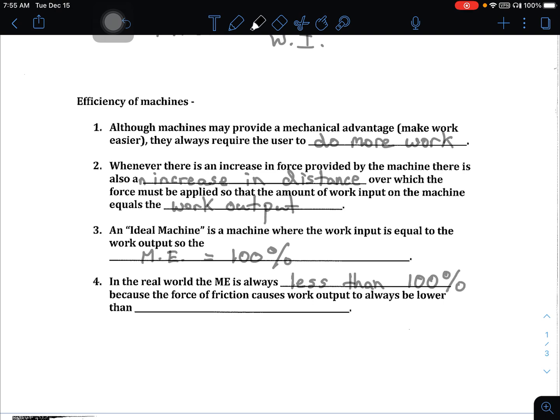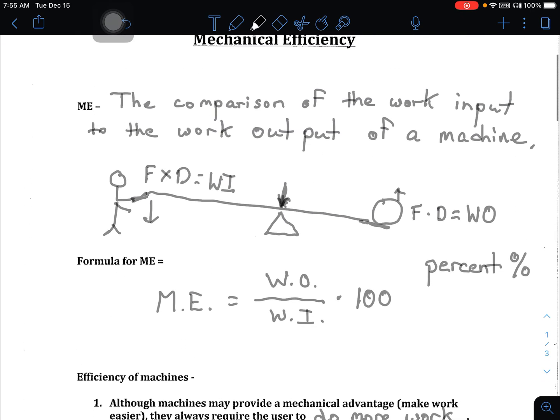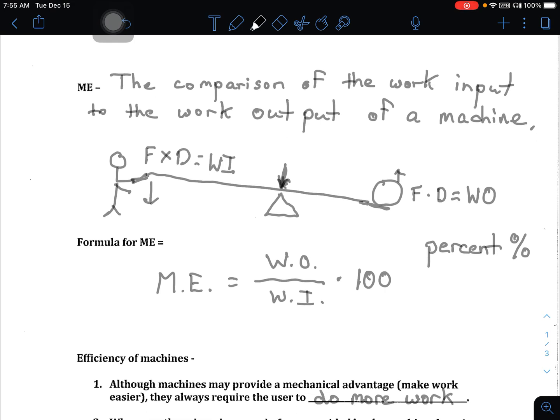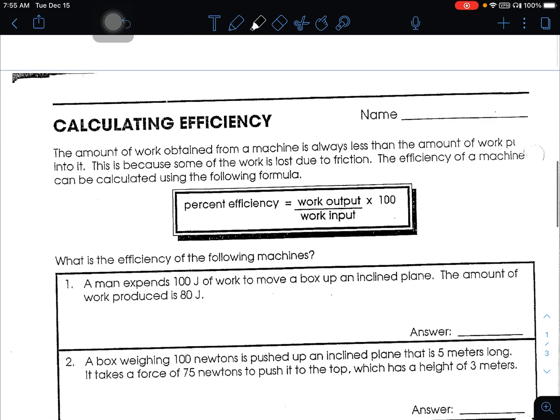And the reason why, again, is because there's friction somewhere, and that friction causes work output to be lower than work input. It's always going to remove some of that energy, and then you end up with a reduction in work. Okay, so there's the notes, and these are required, right? When you turn this in, I'd like to see the fact that you paid attention to this and took these notes down. All right, next page.